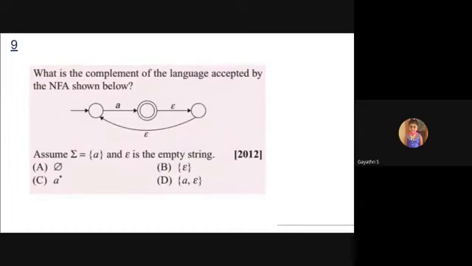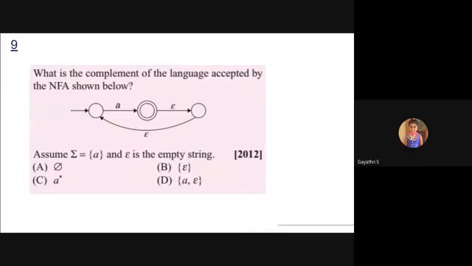If you are able to understand the question, this NFA is accepted by A, as this NFA has only two alphabets, A as well as epsilon. So what's the complement? Complement means the reverse. Okay, it is also a very tricky one, right?